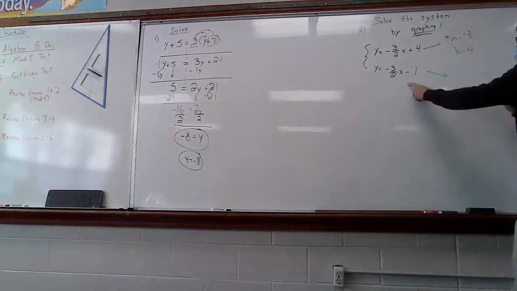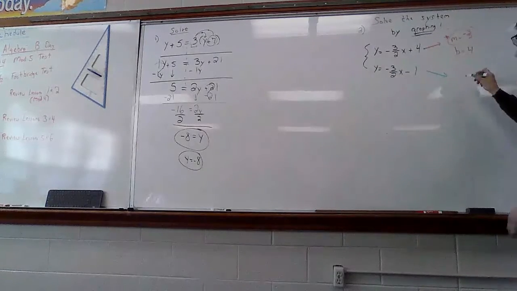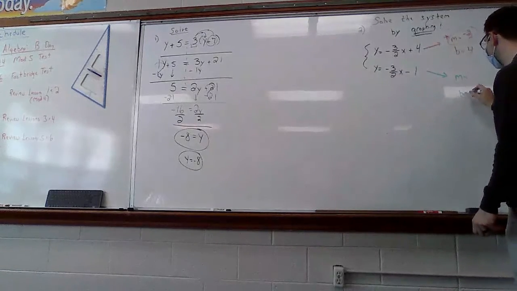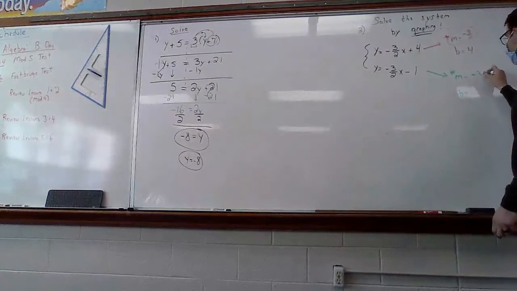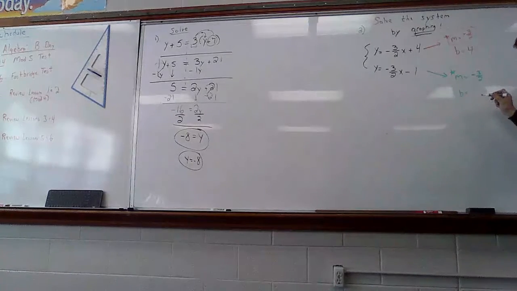What two things do I need to find for this bottom equation? M and B, which is my slope and my y-intercept. Again, M is what matters. So what's my slope here? Good, and what's my y-intercept?